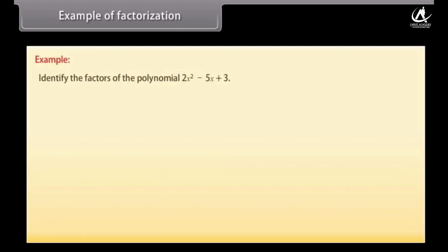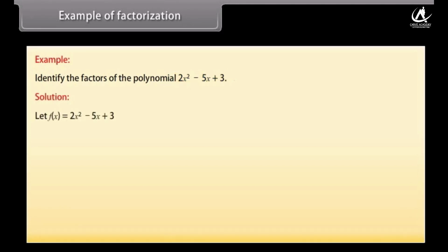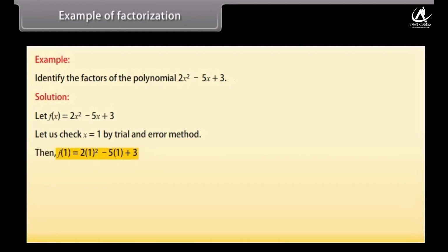Example of factorization. Example. Identify the factors of the polynomial 2x^2 - 5x + 3. Solution. Let f(x) = 2x^2 - 5x + 3. Let us check x = 1 by trial and error method. Then f(1) = 2 - 5 + 3 = 0.